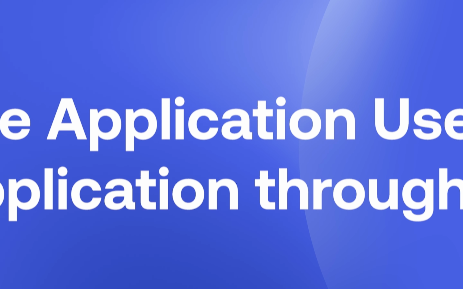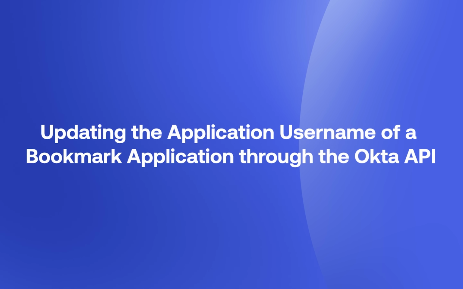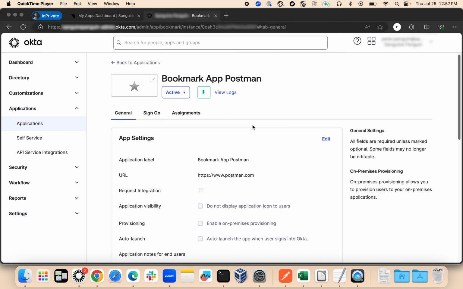In today's video, we will see how to update the application username of a bookmark application through the Okta API. To perform these steps, you will need an Okta org and Postman. You need to have already configured Postman to work with Okta.